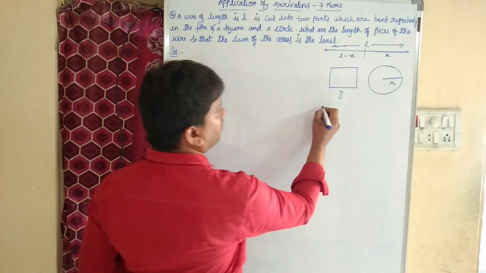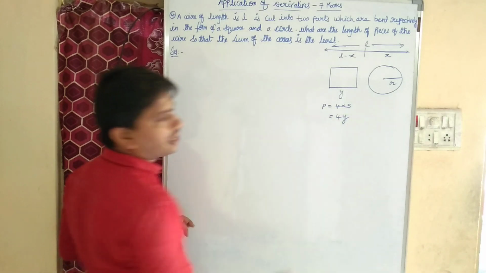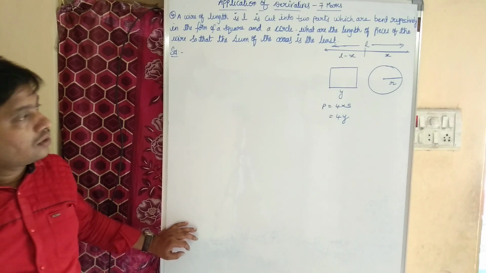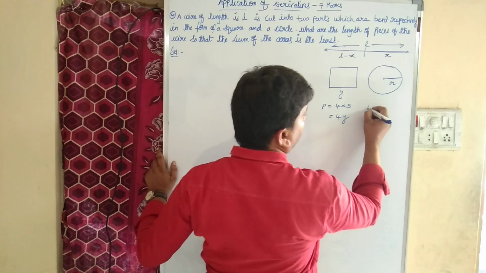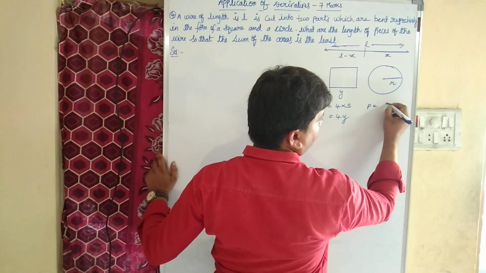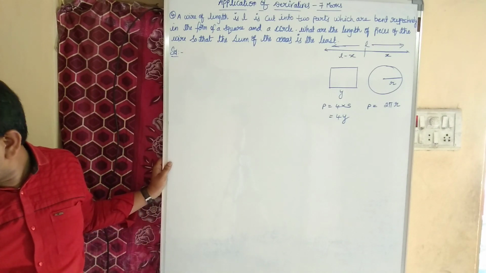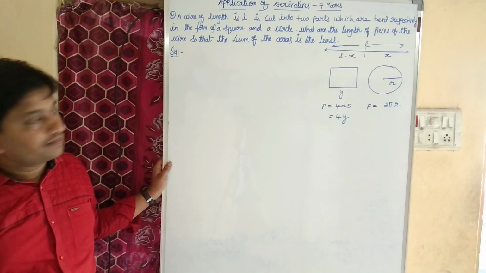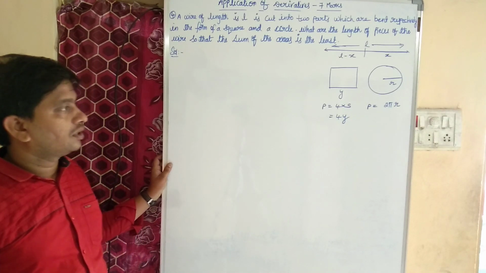What is the perimeter of the square? 4 into side. Let the side be y. That is equal to 4y. And the remaining one is the perimeter of the circle, which is nothing but the circumference of the circle, 2 pi r, right? So 2 pi r.